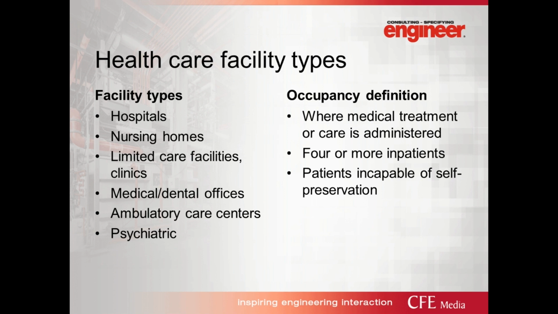Great. So a healthcare facility, a little bit different, is defined as buildings or portions of buildings that include hospitals, nursing homes, limited care facilities, clinics, medical and dental offices, ambulatory care centers, and psychiatric hospitals. However, not all of these facilities are considered mission critical. So here's where the occupancy classification comes into play.